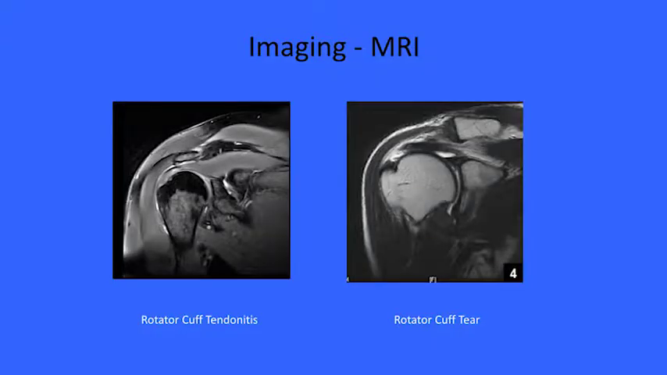And over here you can see a frank tear. It's pretty obvious that this black structure here does not attach to that. That is a rotator cuff tear. This one is not particularly retracted or particularly large, but it is a tear.